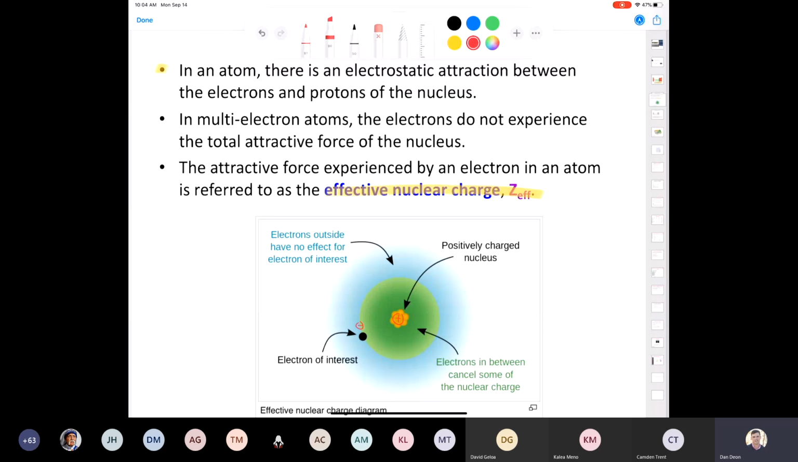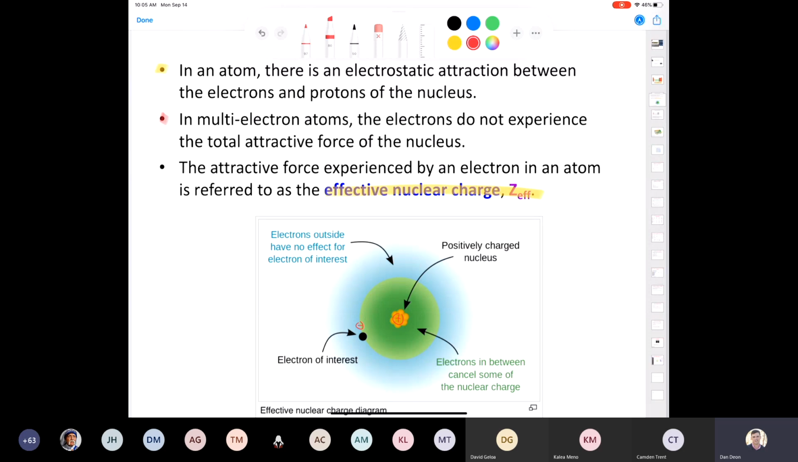Now, in multi-electron atoms. What is a multi-electron atom? That's just a fancy way of saying any atom that has more than one electron. If you're like, come on, Mr. Dion, only hydrogen has one electron, well, a helium cation would have one electron. But anything that has more than one electron, I digress. In multi-electron atoms, the electrons do not experience the total attractive force of the nucleus.